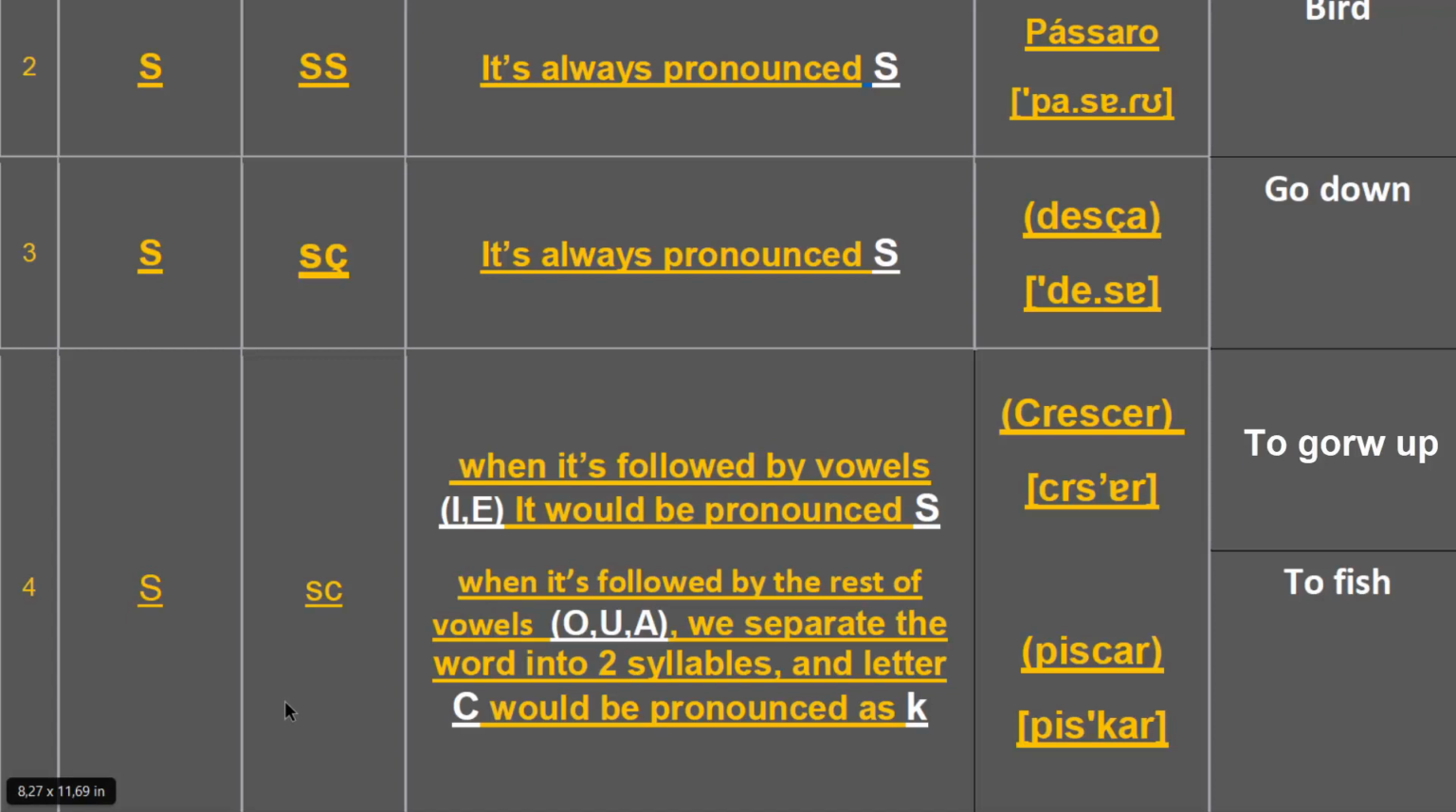The digraph SC. We have two cases for this digraph. First one, when it's followed by the vowels E or I, it would be pronounced as S. The example that we have here is the verb to grow up, which means "crescer". As you see here, the digraph SC is pronounced as S.